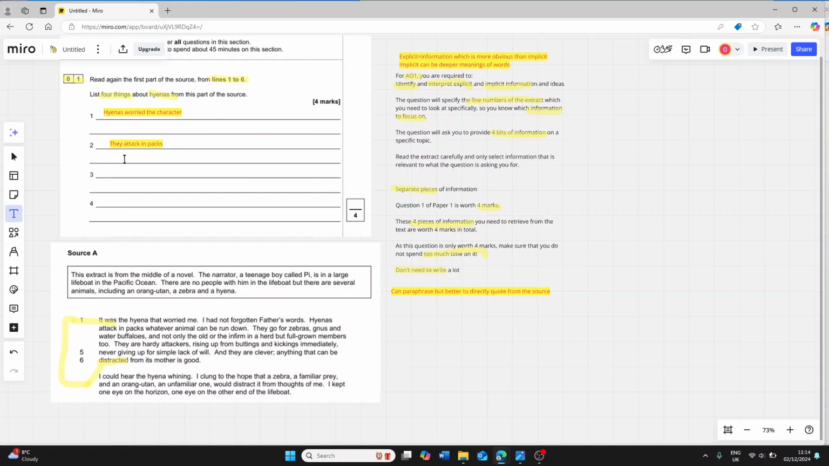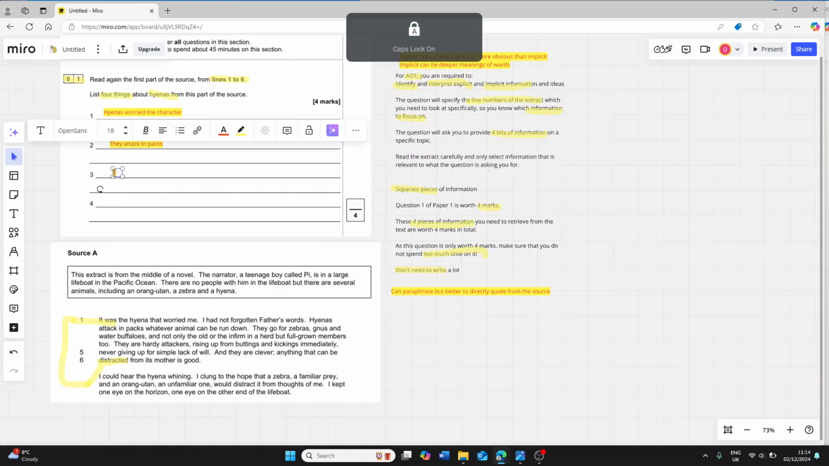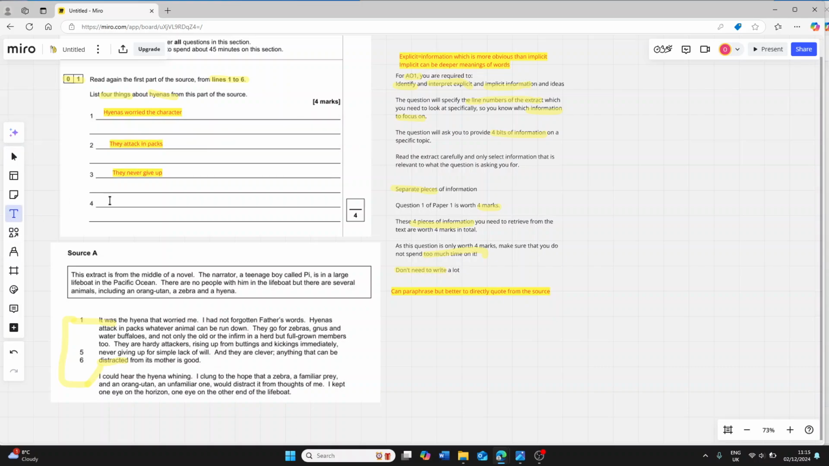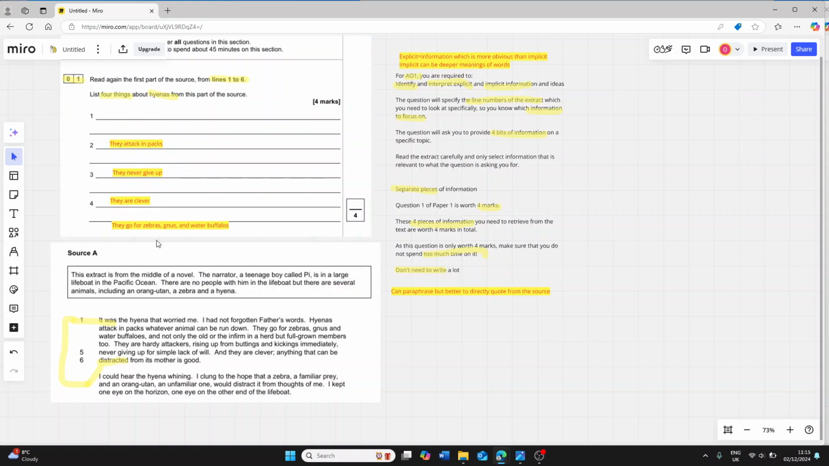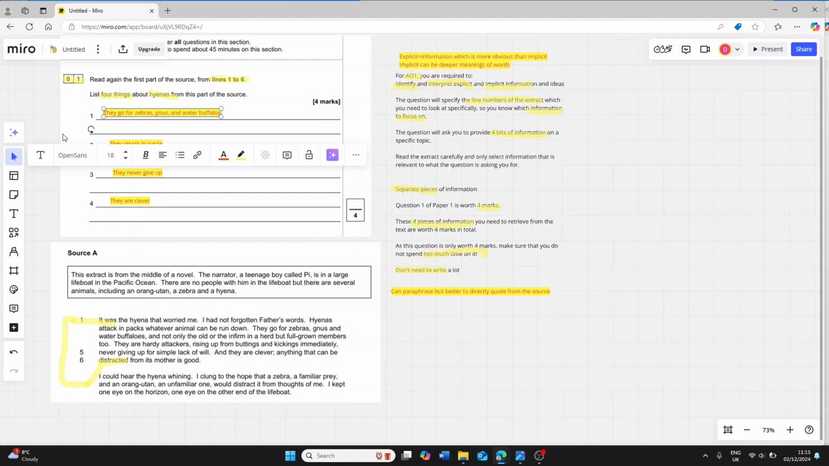You could say they never give up. You could say they are clever. And you could also say they go for zebras, wildebeest and water buffaloes. Okay, so we could even get rid of this one and move this one there if we want to focus more on the hyenas. So see how quickly I did that in a few minutes. So you only really want to spend around 5 minutes on this.